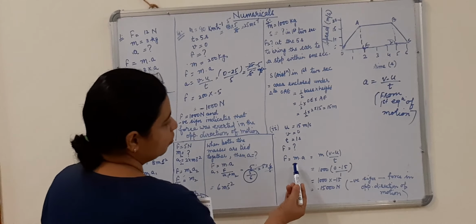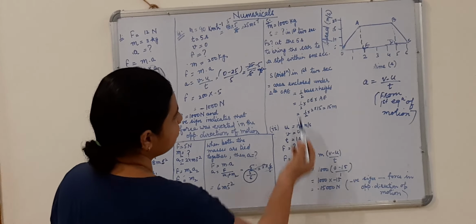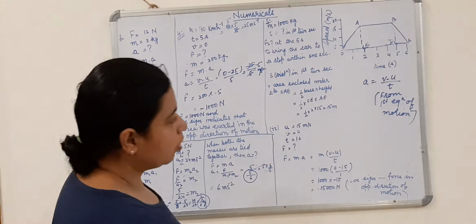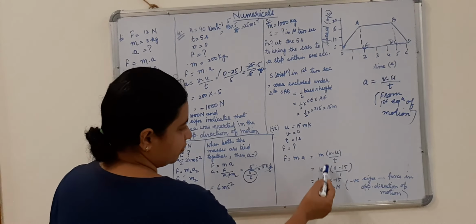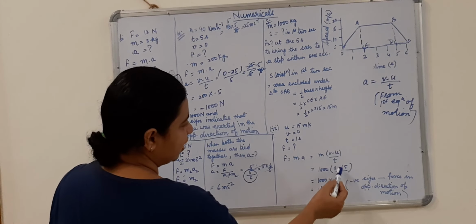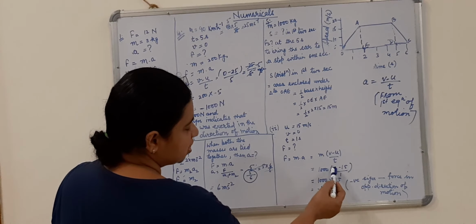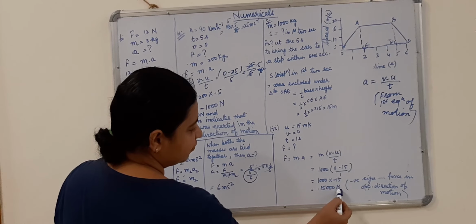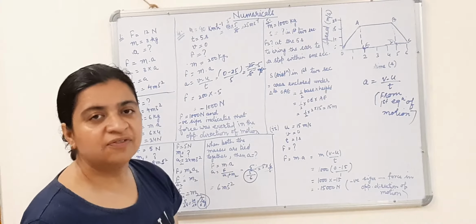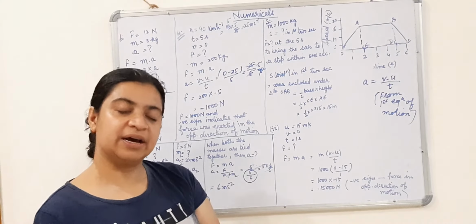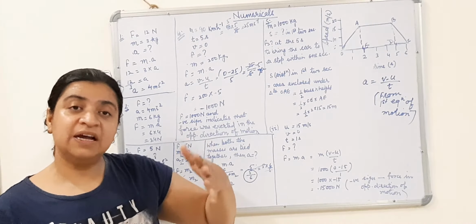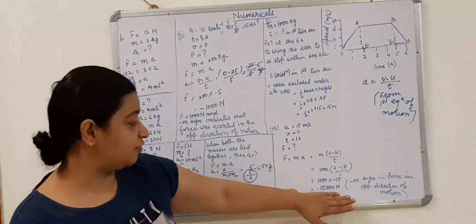So the force we need to find out. We know that force is equal to mass into acceleration. Mass we are already given, 1000 kg. Acceleration, we know the formula, v minus u upon t. So 1000 into, v is 0, u is 15, time is 1 second, that is 1000 into minus 15, that is minus 15,000 Newton. This negative sign again tells you that the force applied is in the opposite direction of the motion. And the magnitude of the force required is 15,000.